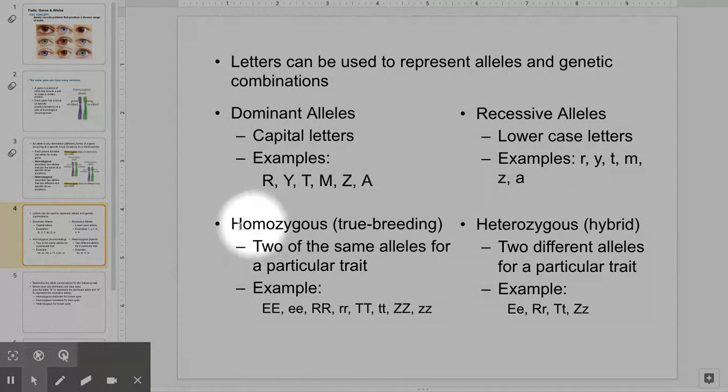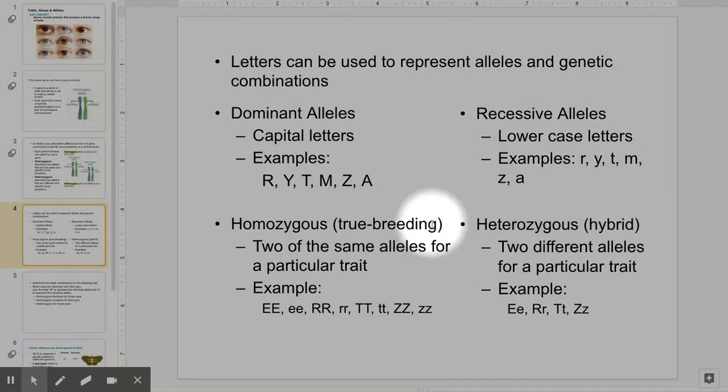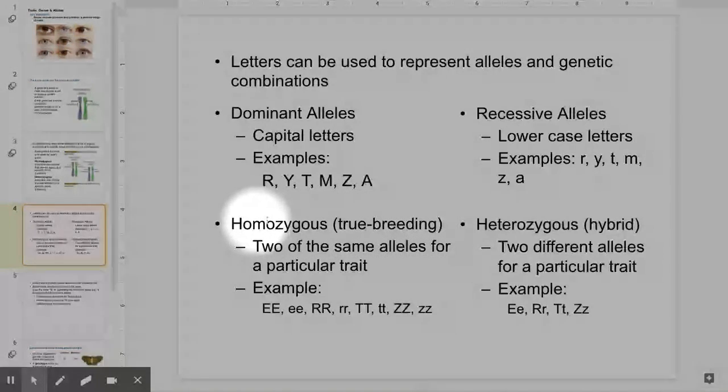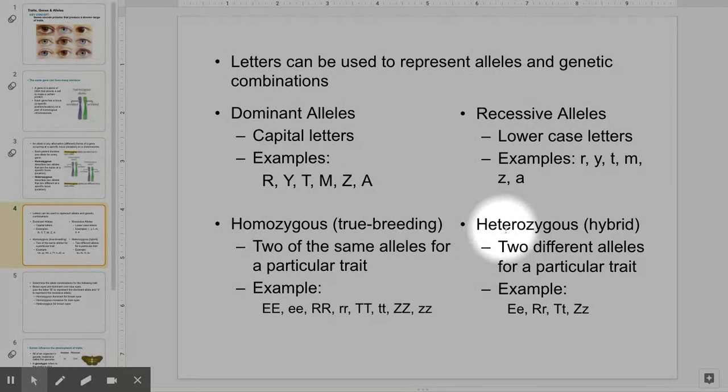We also have homozygous. Another name for homozygous is true breeding or purebred. And heterozygous, another name for heterozygous is hybrid. Keep that in mind. So homozygous, two of the same alleles, and we can have homozygous dominant, in this case, capital E, or homozygous recessive, lowercase e, lowercase e.